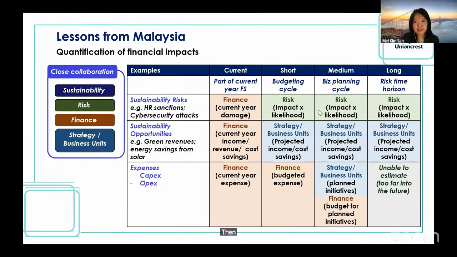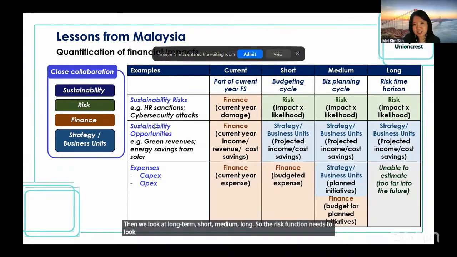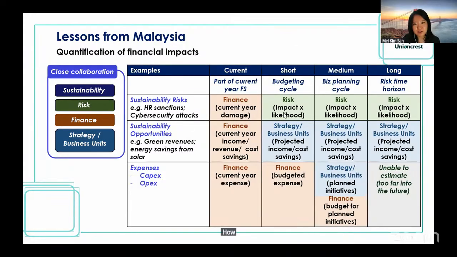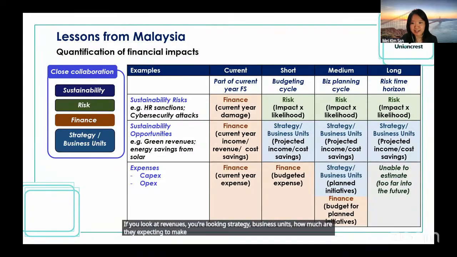Then we look at long-term: short, medium, long. So the risk function needs to look at cybersecurity attacks. How often do they think this will happen and to what magnitude? If you look at revenues, you're looking at strategy, business units. How much are they expecting to make and by when?